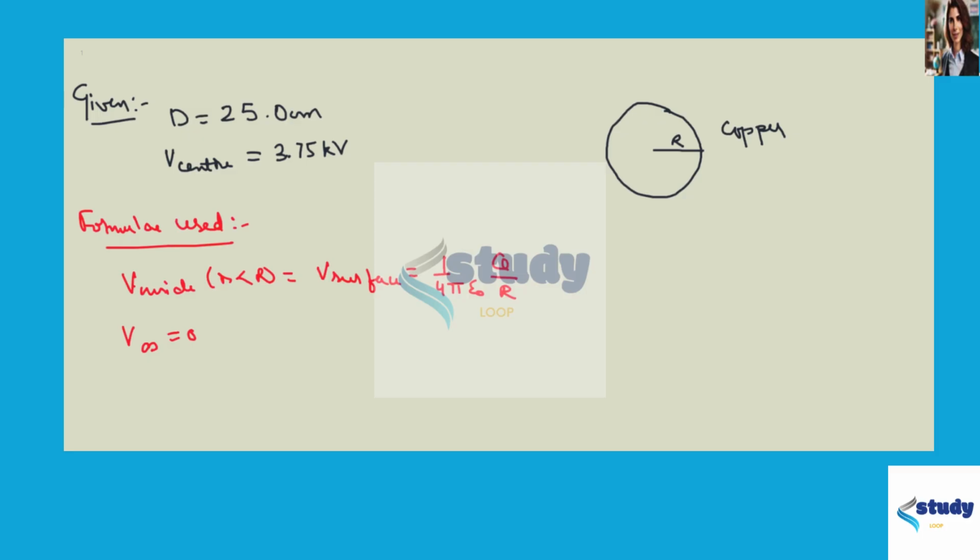Welcome to question number 23.40. So this is chapter 23, electric potential. We are given that there is a conducting material here, which we have said is a copper material. So copper is a conducting material.